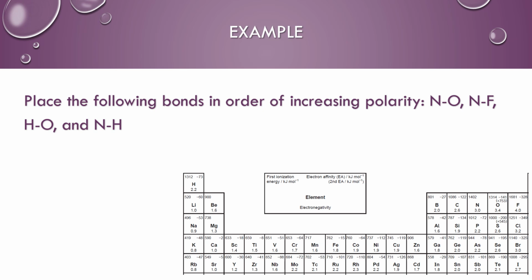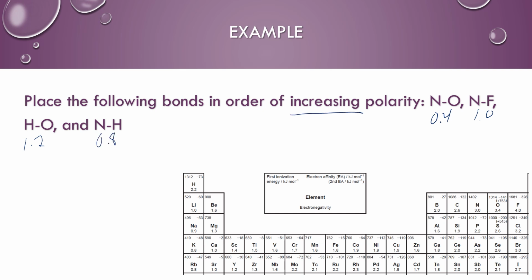Okay, so this one wants us to place the following bonds in order of increasing polarity, and I gave you a little cutout here from your data booklet showing the electronegativities. Electronegativities are on the bottom of the box. So you just find the difference in electronegativity. The difference for the nitrogen and oxygen is 0.4. The difference for the nitrogen and the fluorine is 1. The difference for hydrogen and oxygen is 1.2. And the difference between hydrogen and nitrogen is 0.8.